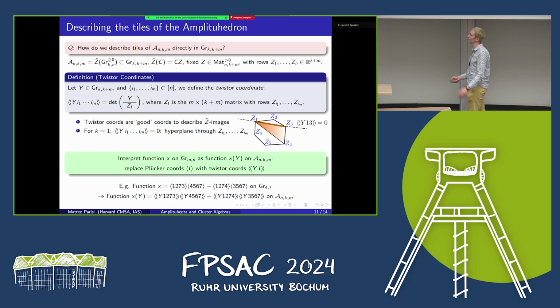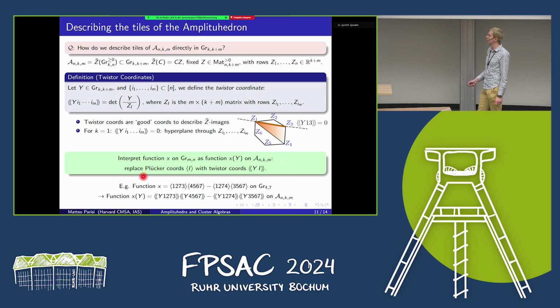So these are very useful to describe the amplituhedron, the images under the Z tilde map. In particular, a key point is that we can interpret a function x on the Grassmannian m, n as a function x of y on the amplituhedron by simply replacing the Plucker coordinates on the Grassmannian m, m with the twistor coordinates y_i on the Grassmannian k, k plus m.